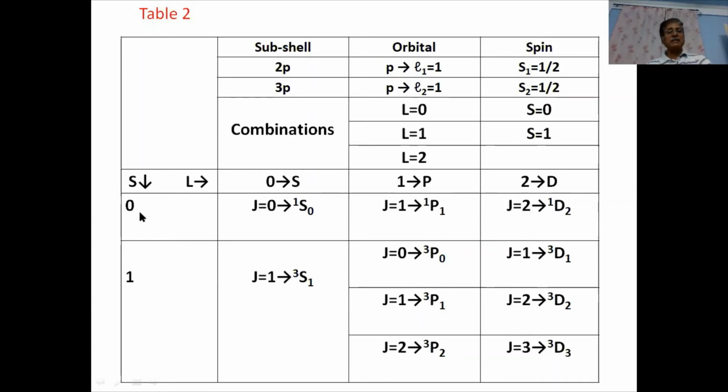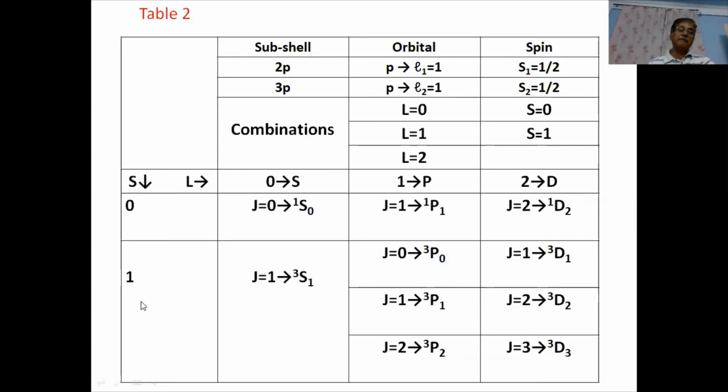Now let us go for S equal to 1 and different values of L in the row. S equal to 1 means all the terms now will be triplet. And L equal to 0 and S equal to 1 is going to give J equal to 1. So now we have triplet because S is equal to 1, triplet S1 because J value is 1. But if a combination is made between L equal to 1 and S equal to 1, then J values will be 0, 1, 2. Because S is equal to 1, it is triplet. P terms are there. So triplet P0, triplet P1, and triplet P2.